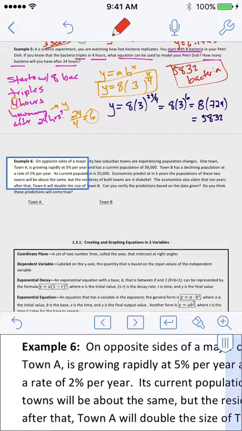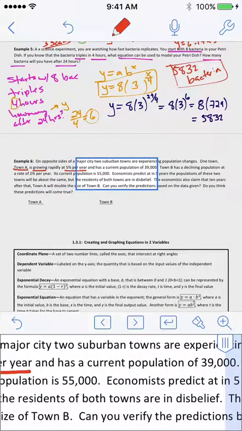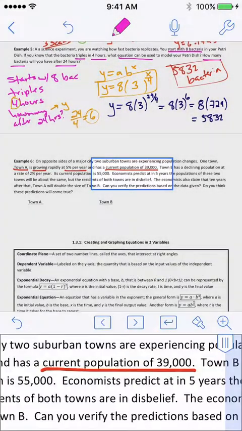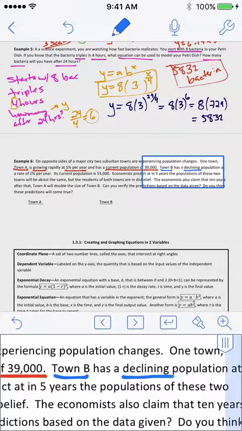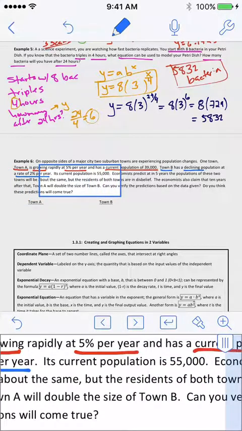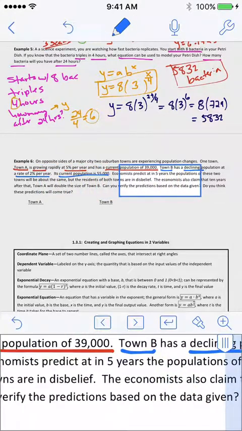In one town, Town A, I'll even go so far as underlining in different colors. So Town A is growing at 5% a year. Its current population is 39,000. Okay, that's Town A. Let's use blue for Town B. Town B has declining population at a rate of 2% per year. So declining, that's important to think about. Its current population is 55,000. Alrighty. Let's deal with situation number 1.